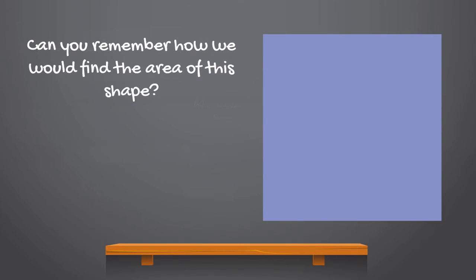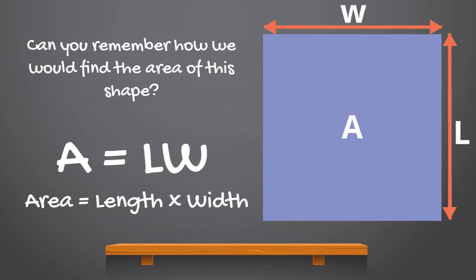Okay, so last lesson we looked at the area of a quadrilateral, and we had a formula for how to solve that. Can you remember how we find the area of this shape? Write down the formula. Pause the video and write it down. Okay, this is what it looks like. A is equal to LW. If you put a little multiplication sign between the L and the W, that's absolutely fine. It's the same thing, remember? Those letters mean something. A is area, L is length, and W is width. So the formula actually reads area is equal to length multiplied by width.